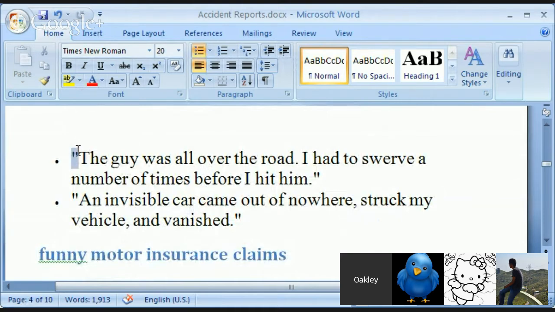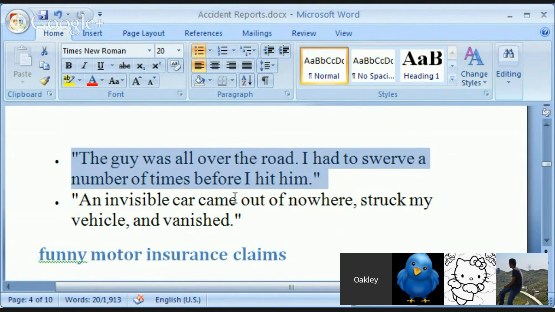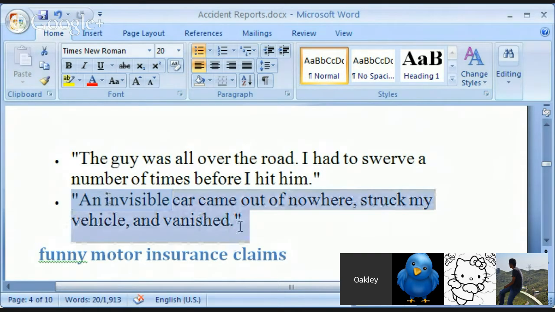I like this one. "The guy was all over the road. I had to swerve a number of times before I hit him." There you go. Similar. He was everywhere. Maybe he was drunk. He was drunk. Okay. Oh yeah. That's just funny.